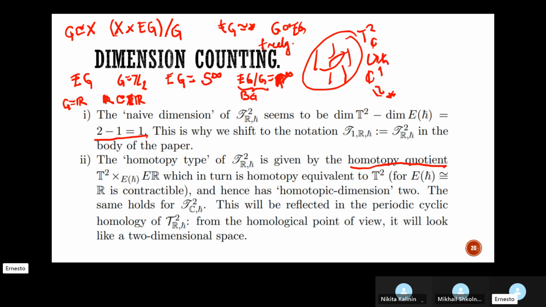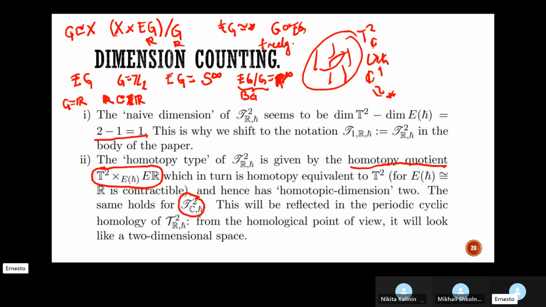And here I get T2 cross R mod R. But of course, the action is diagonal. That's the important thing. But now the action is free. T2 cross R, and this is the homotopy quotient. And this is the correct homotopy type for the quantum torus. That is a stack. So the most basic topological invariants of the stack are represented by this space, where R acts by the diagonal action here.